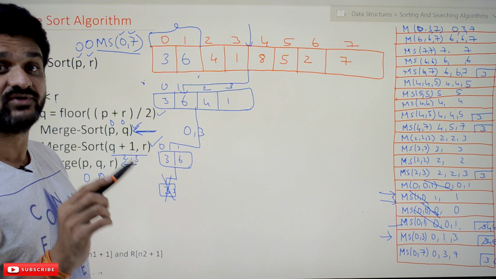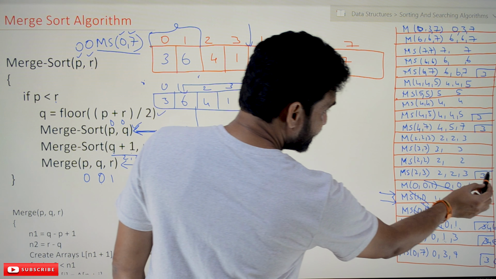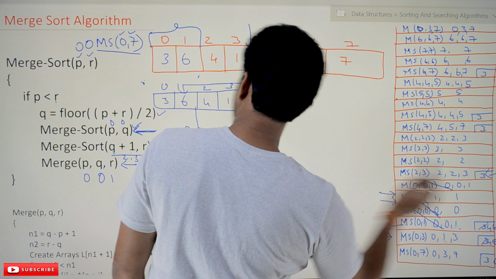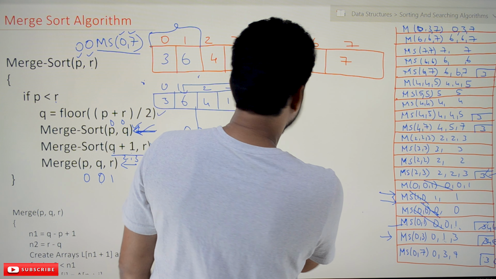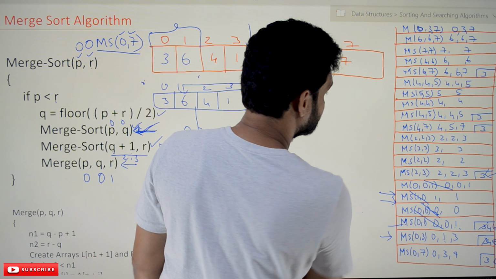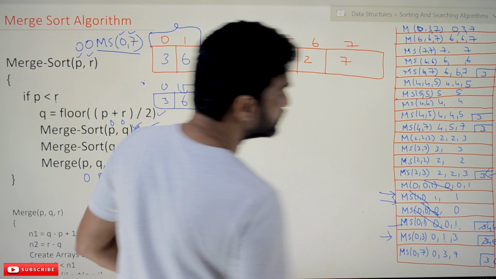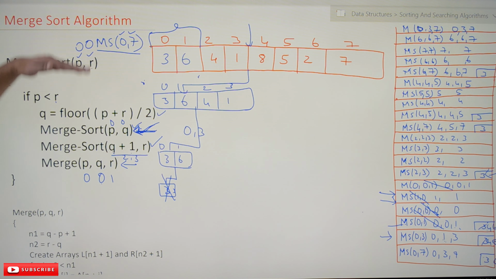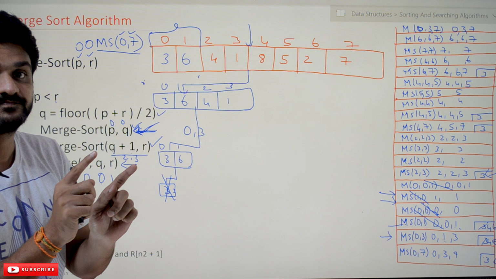Try to get that point. So here again, in line 3, this is the point where the function call is made. In line 3, again we are going to stop our execution and a new function call is made. And in the new function call, what are the values of P and Q? It is 2, 2.